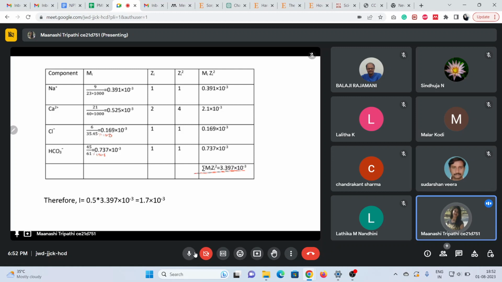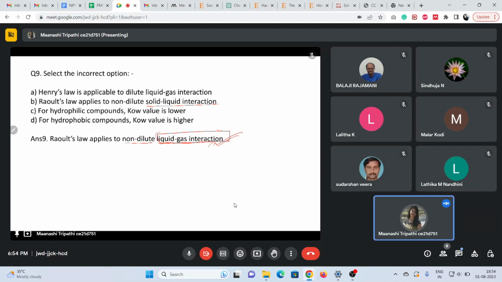Oh, the answer is already written here. The wrong one was solid liquid, but yes, it's non-dilute liquid gas interaction. Sorry, I had already written the answer. Okay. Now we will look into the last question.